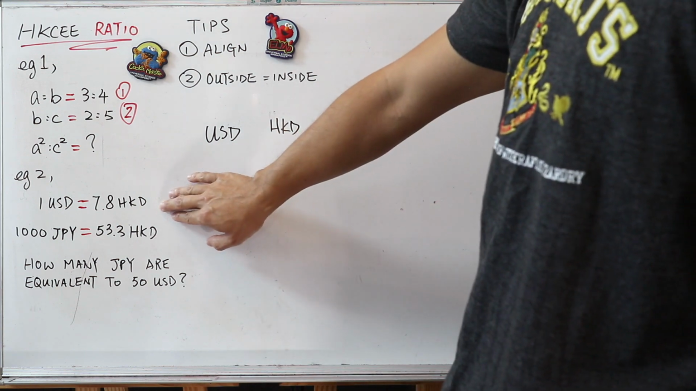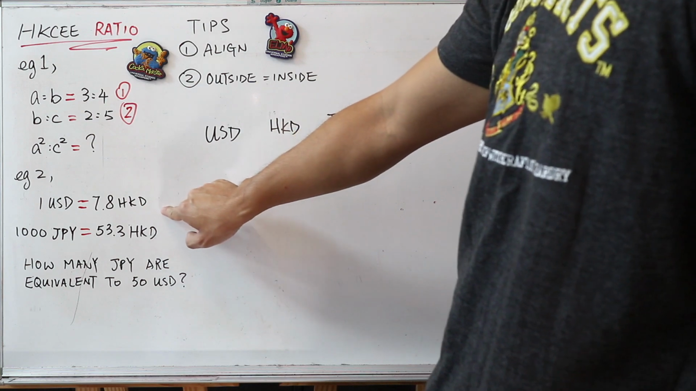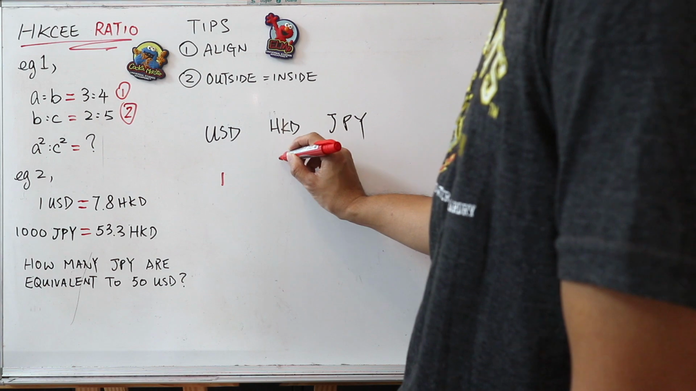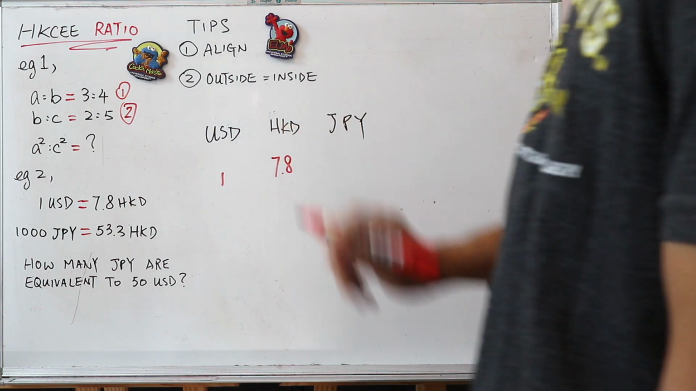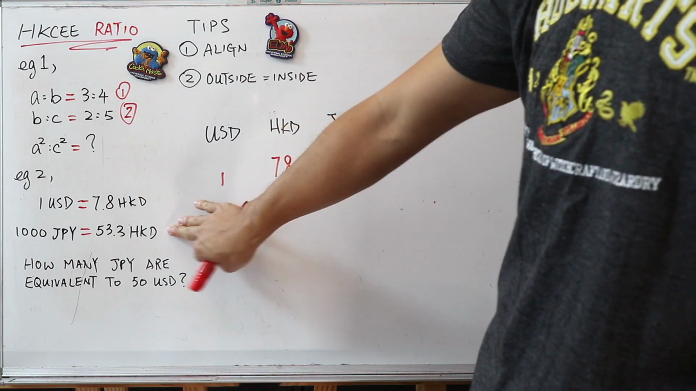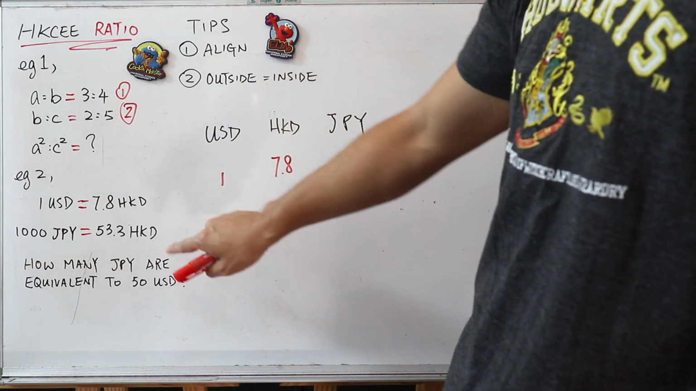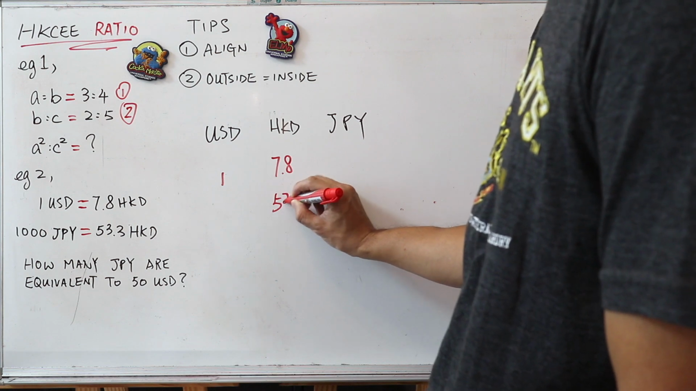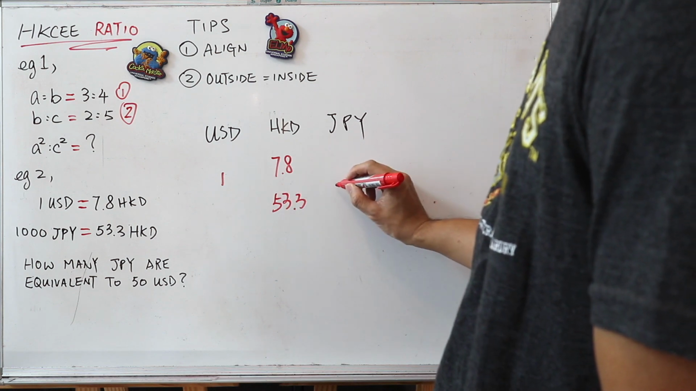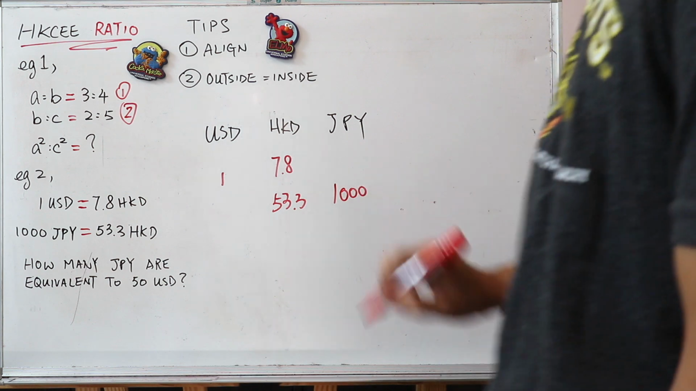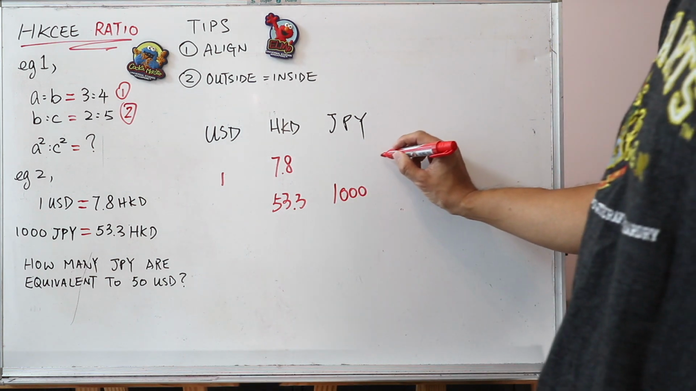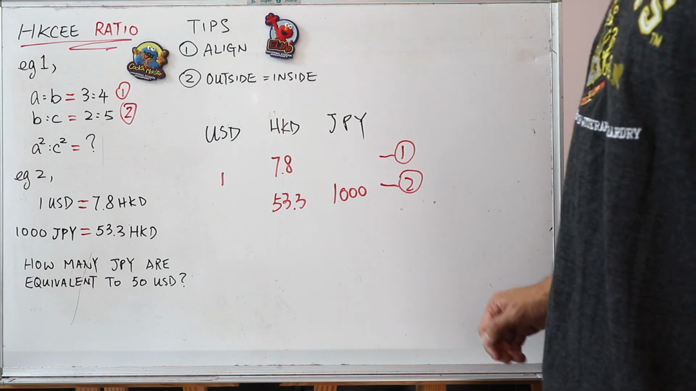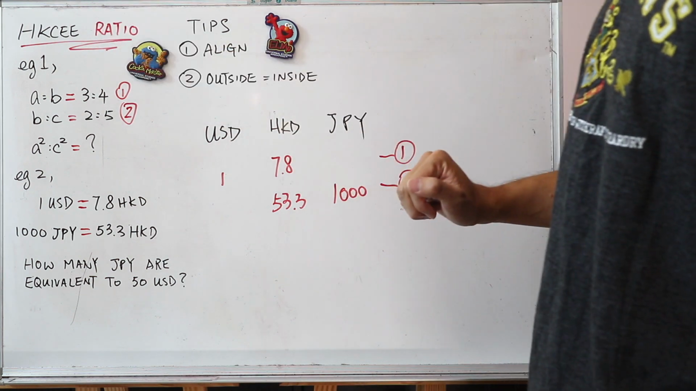The first piece of information: 1 USD is equivalent to 7.8 Hong Kong dollars. The second piece of information: 1,000 JPY is equivalent to 53.3 Hong Kong dollars. So 53.3 Hong Kong dollars is equivalent to 1,000 JPY. So here we have two proportion statements. I call this number 1 and this number 2. So same as how I answered example number 1.